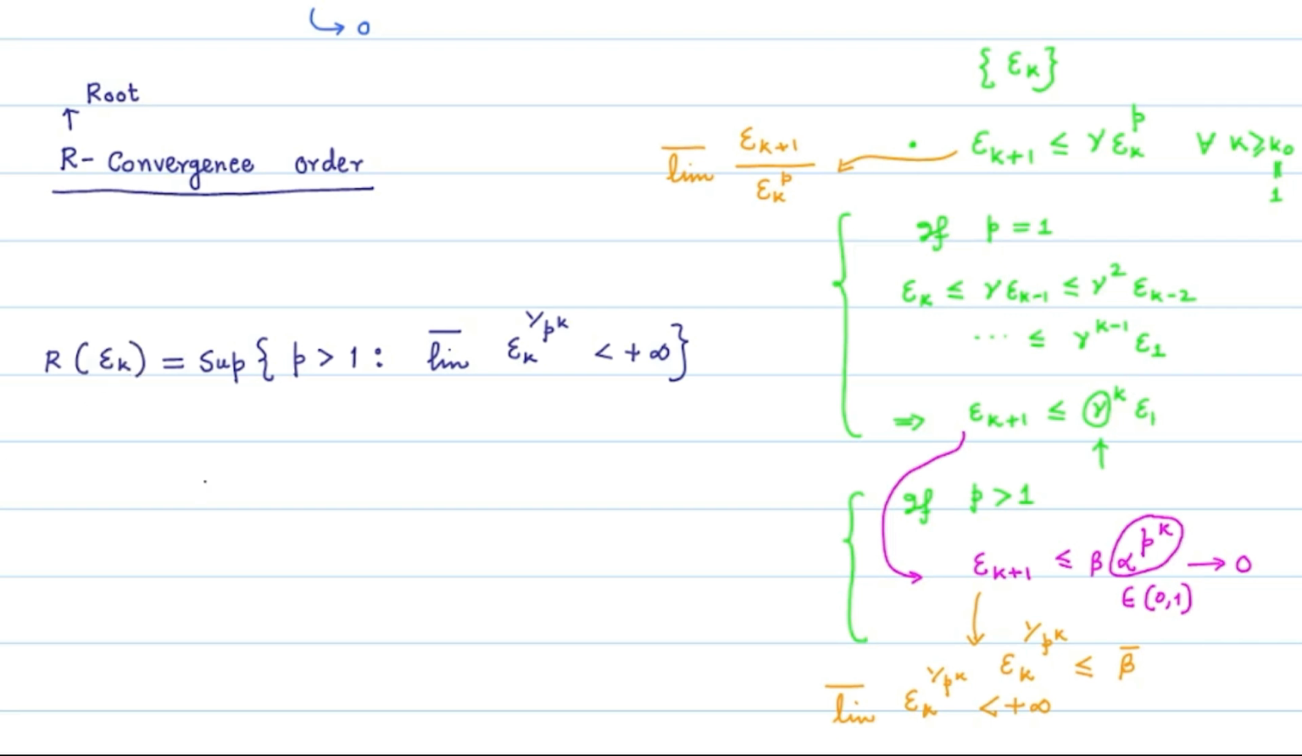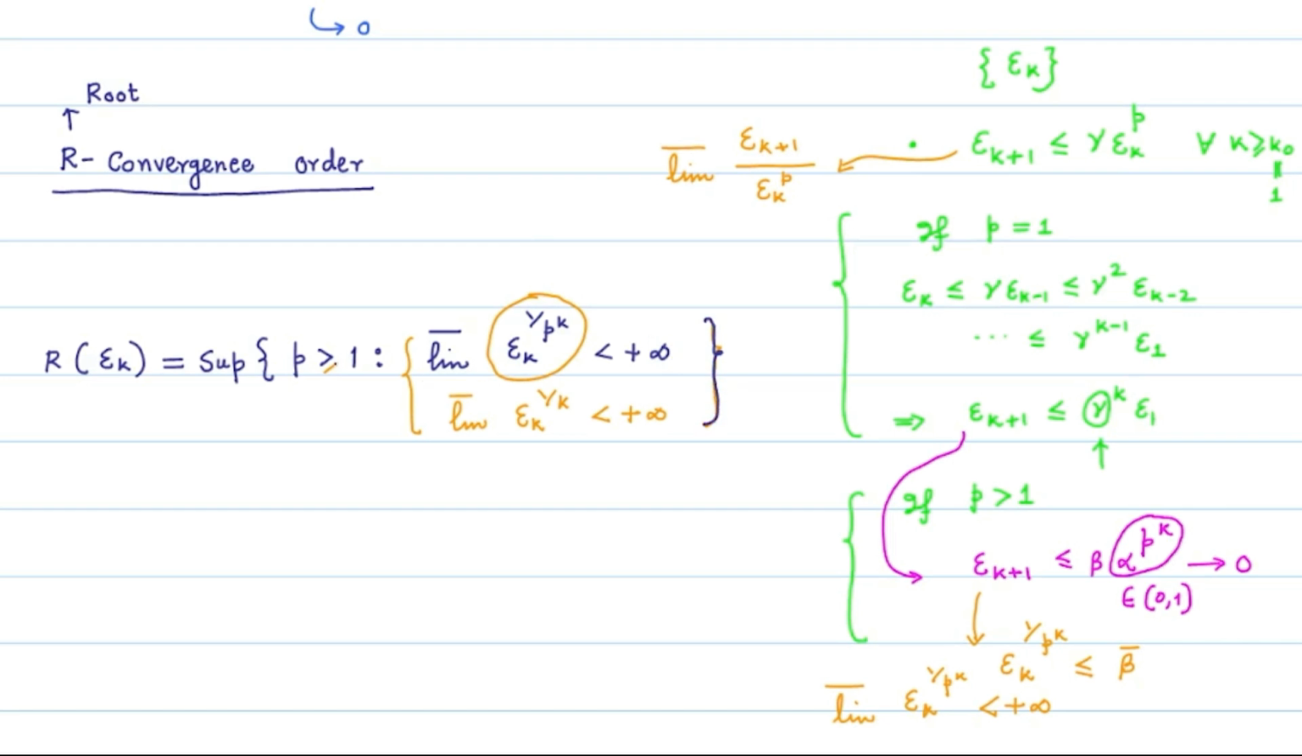Or in a more erudite fashion, consider here the supremum over p greater than or equal to 1, and then go for taking the limit supremum of this expression when p is greater than 1, and go for taking the limit supremum of epsilon k to the power 1 upon k when p is equal to 1. Check both these limits and check their finiteness and definiteness.